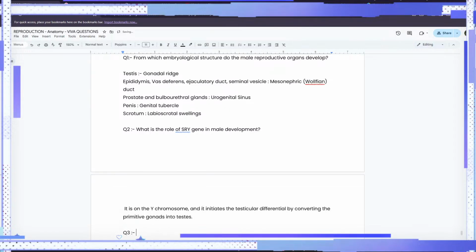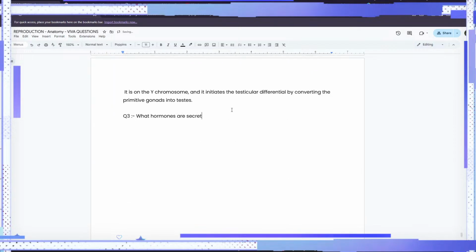Number three. So I think we don't need to talk about the hormones, but I think we should. So what hormones are secreted by the fetal testis, and what are their functions? That's a pretty solid question, right? So of course you have testosterone, from the Leydig cells.